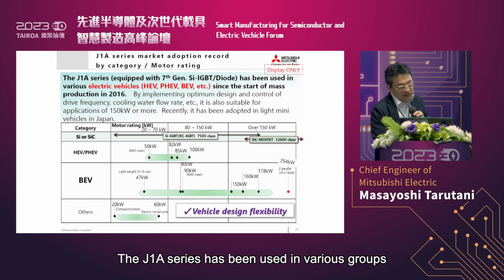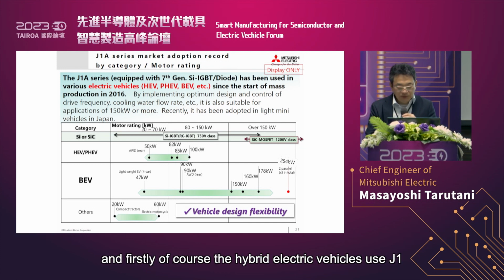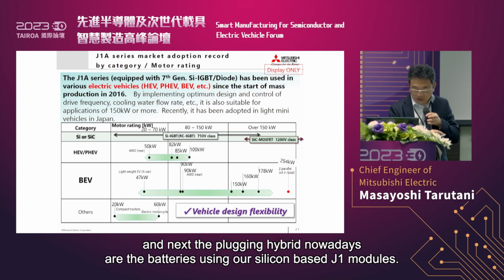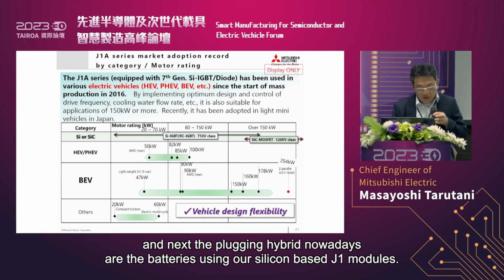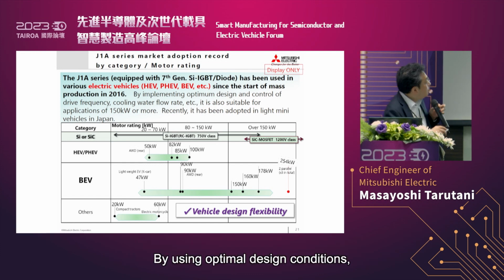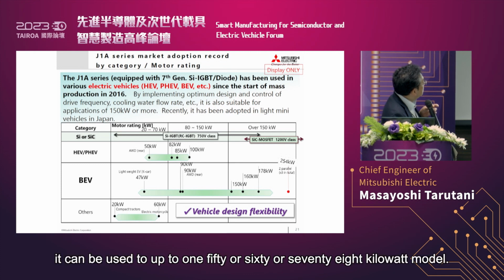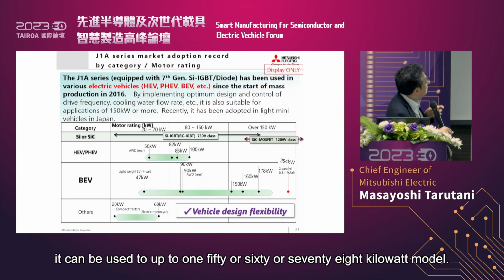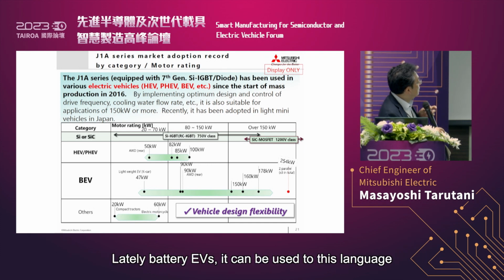The J1A3 has been used in various vehicles, and firstly, of course, hybrid electric vehicles use J1, and next the plug-in hybrid. And nowadays, battery EVs are using our silicon-based J1 modules. By using optimal design conditions, it can be used for up to 150 or 160 or 78 kilowatt motor rating battery EVs. It can be used in these ranges.